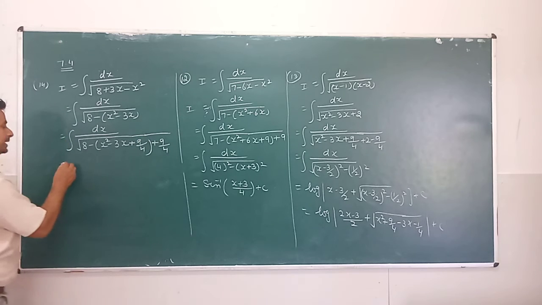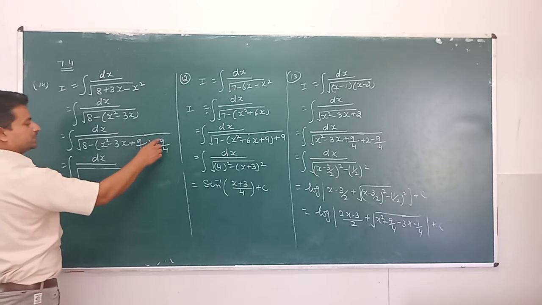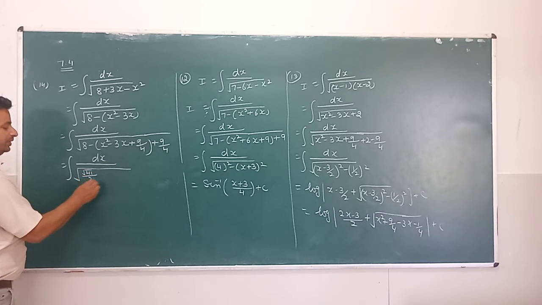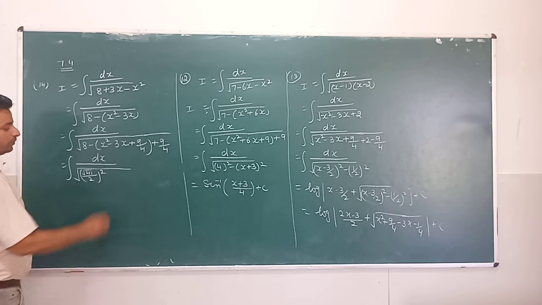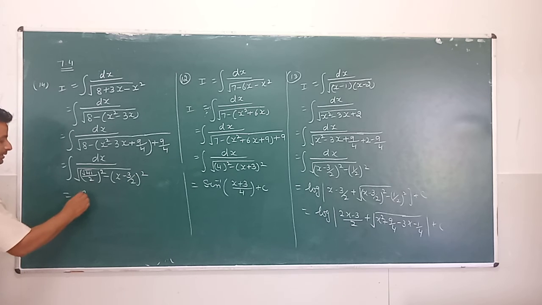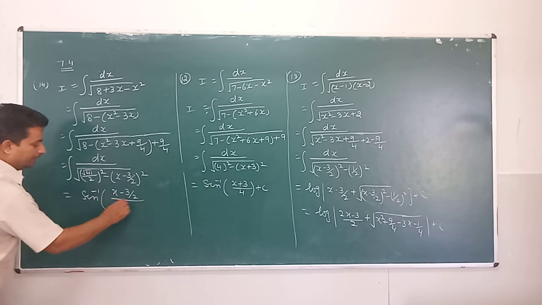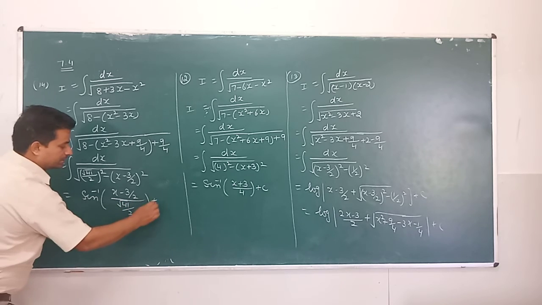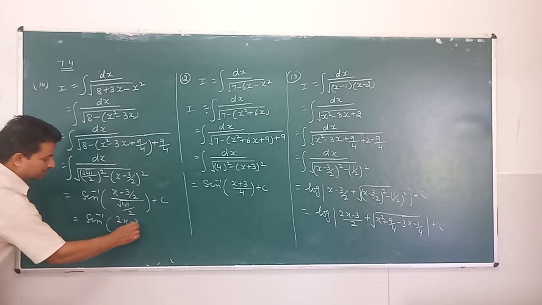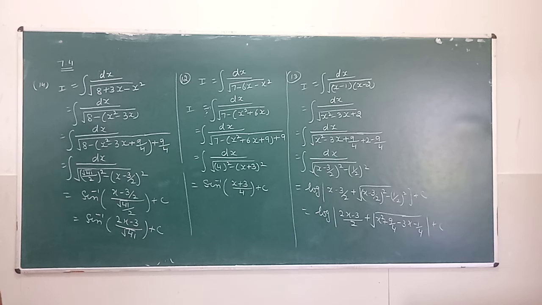So 9 by 4 is added and 9 by 4 is subtracted. 8 plus 9 by 4, this is 32 plus 9, which is 41 upon 4. So we write it as square root of 41 upon 2, whole square. This is x minus 3 upon 2. This is the formula of sine inverse x upon a. This is the result. When we solve this, it is sine inverse 2x minus 3 upon under root 41 plus c. This is the answer.